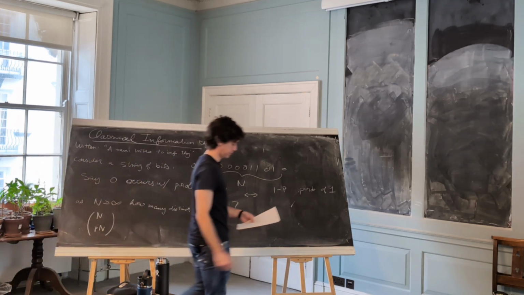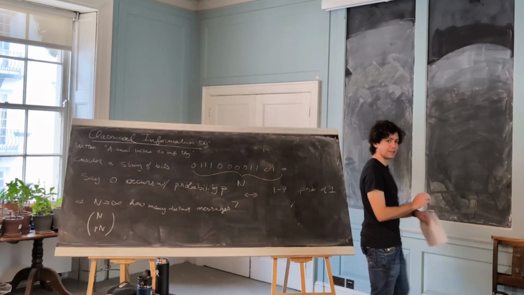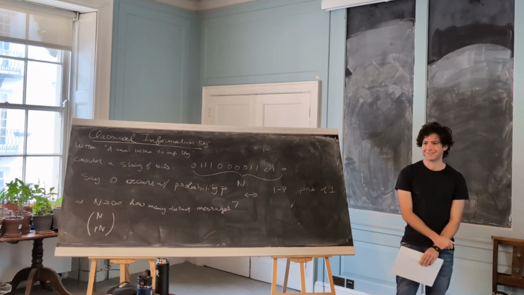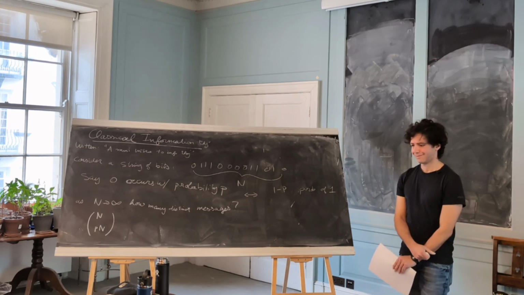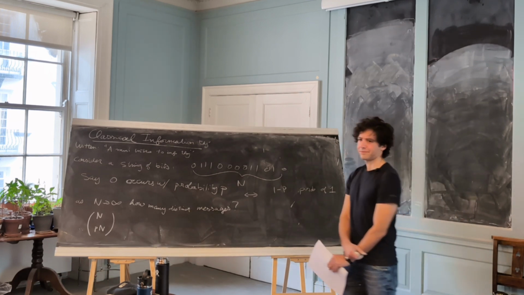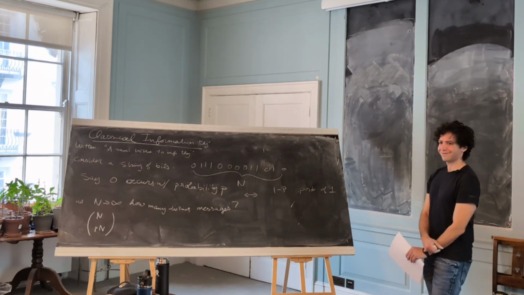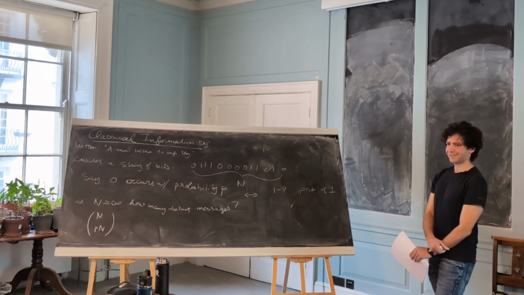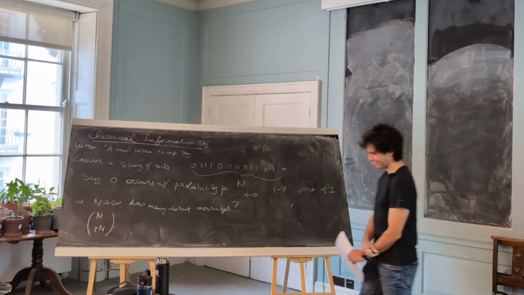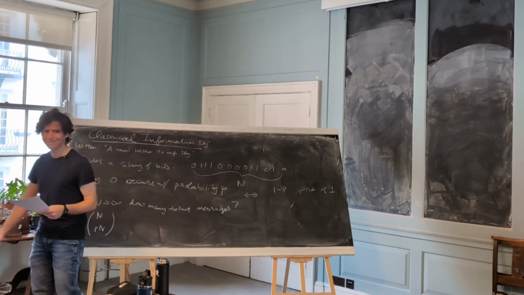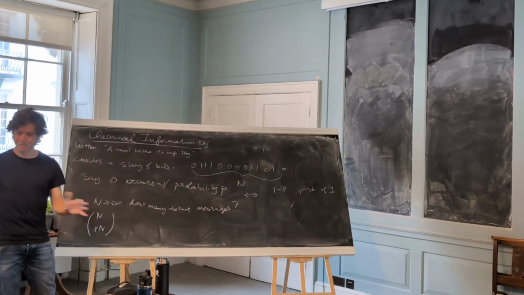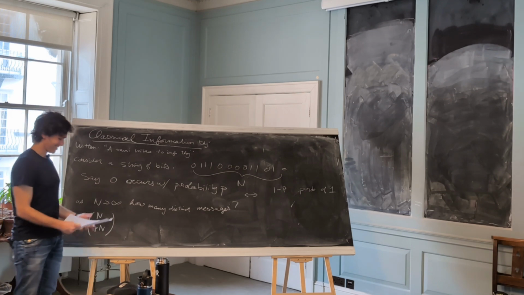Oh, I get it. There are pn zeros, and 1 minus p times n ones. So every message will have pn zeros and (1 minus p)n ones. So I have to pick some subset of pn zeros.